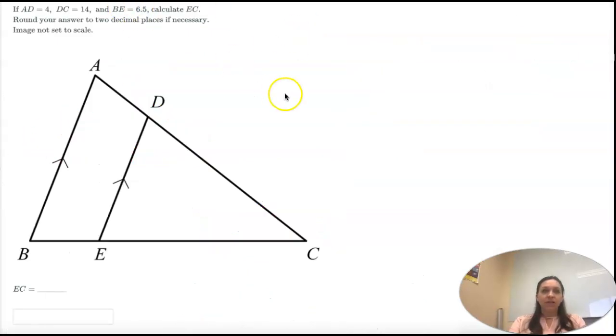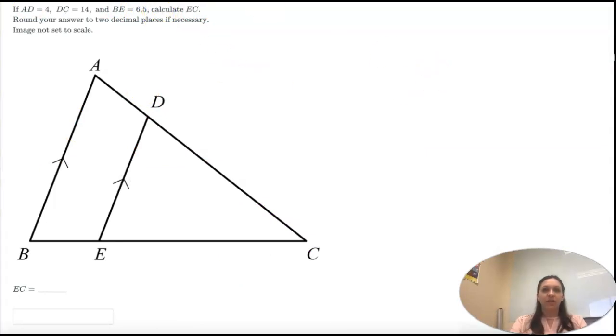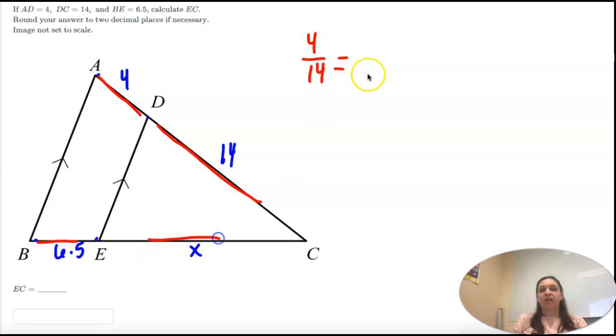Alright, if AD equals 4, I'm going to label everything. So A to D is 4, D to C is 14, B to E is 6.5. We want to find E to C. So what happens here is these parallel lines help us out a lot. When we have parallel lines, we don't have to do the whole triangle. We can just take segments. I can go 4 to 14 is similar to 6.5 to x.